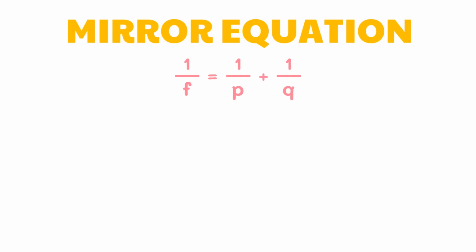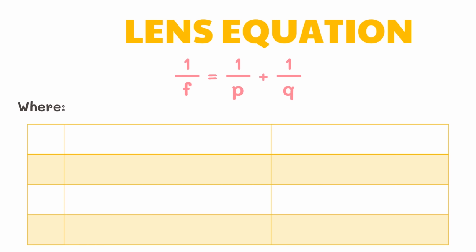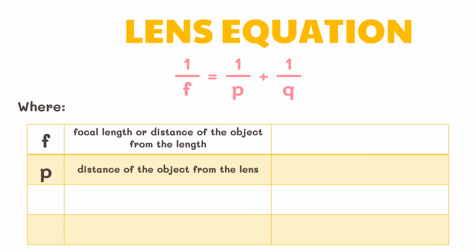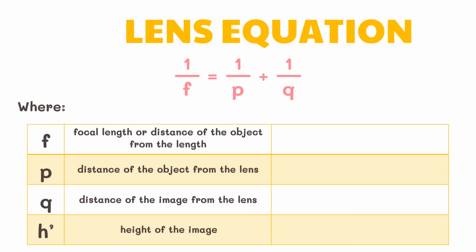Remember the mirror equation we used earlier? That equation can also be applied to lenses. To recall, F is the focal length, P is the distance of the object from the lens, Q is the distance of the image from the lens, and lastly, H' is the height of the image.